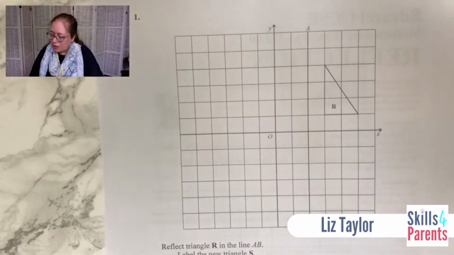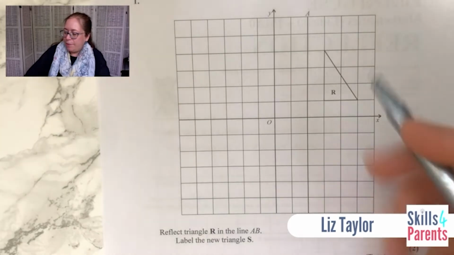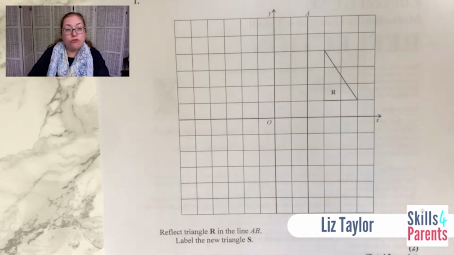Now, reflection, obviously, we normally see ourselves in a mirror. That's a reflection. That's what's happening. So you are creating the image that is seen in the mirror. So let's have a look. Here's a question, and it wants us to reflect triangle R in the line AB. Now, this is the line AB, and it wants us to reflect.